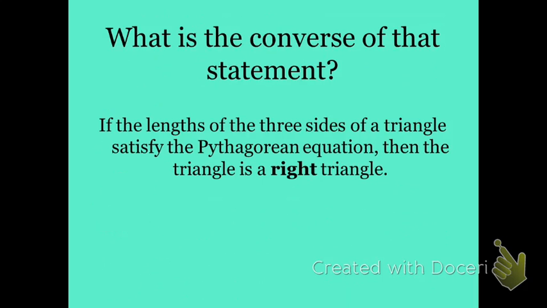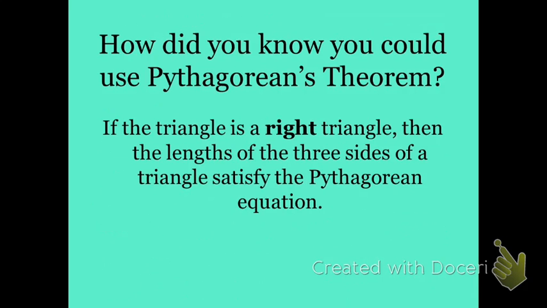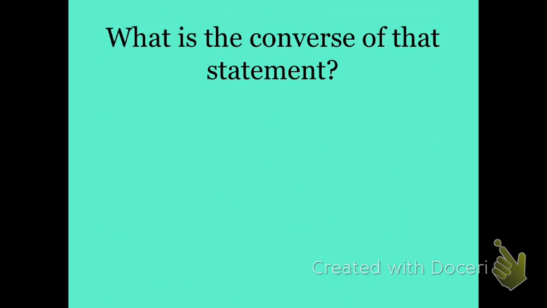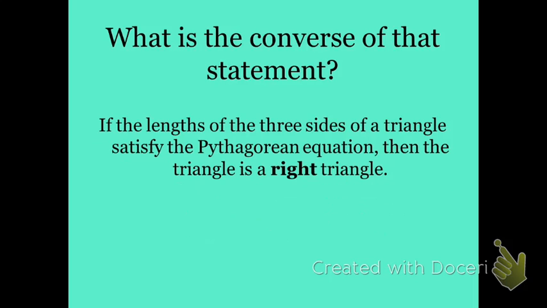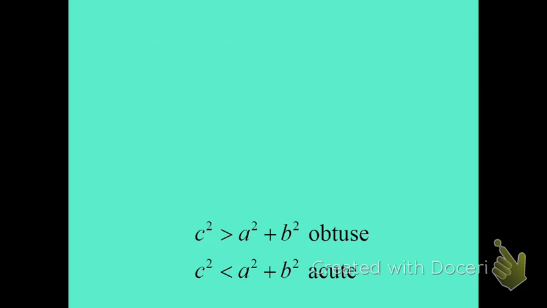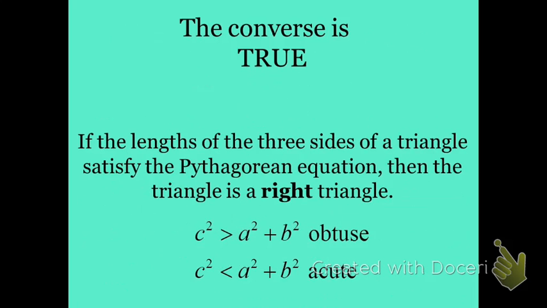So just like the previous theorem said, if a triangle is right, then the lengths of the three sides satisfy the Pythagorean equation. The converse is, if the lengths of the three sides satisfy the Pythagorean equation, then the triangle is a right triangle. Is it true? It is true. And in class, we'll look at why it's true. But for right now, since it's kind of hard to do over a video to prove to you why it's true, you're just going to assume that it's true. And in class, we'll prove and we'll do a hands-on investigation to see why.